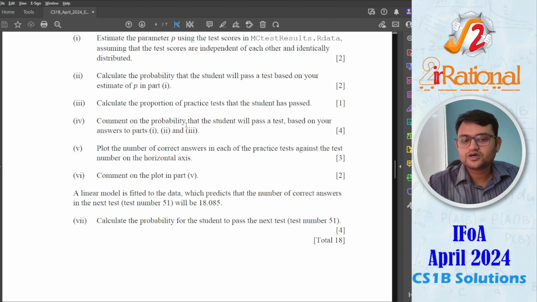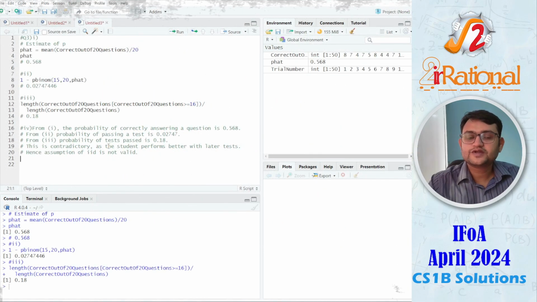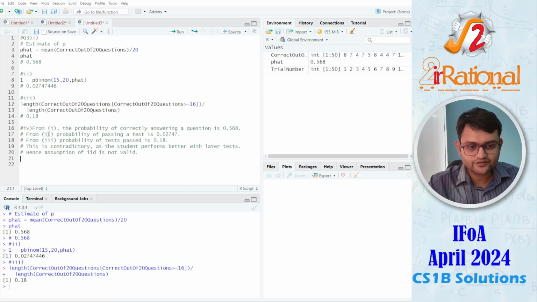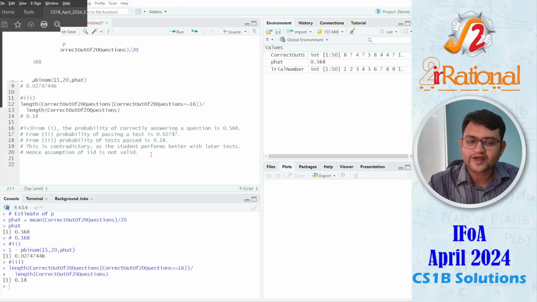Fourth part, comment on the probability that the student will pass a test based on your answers to parts 1, 2 and 3. First we'll write our observations. From part 1, the probability of correctly answering a question is 0.568. From part 2, the probability of passing a test is 0.027. From part 3, the proportion of tests passed is 0.18. This is contradictory as the student performs better with later tests. Hence, the assumption of IID is not valid.